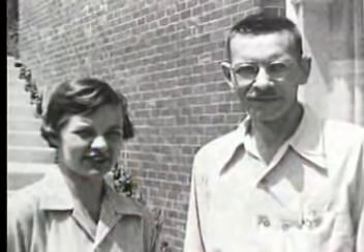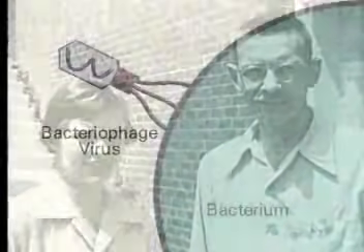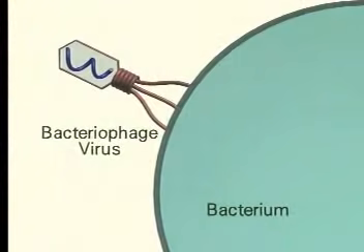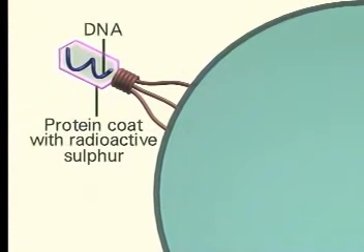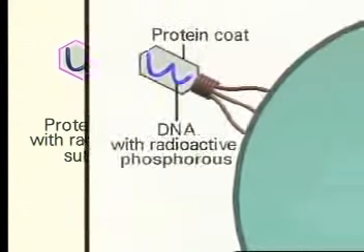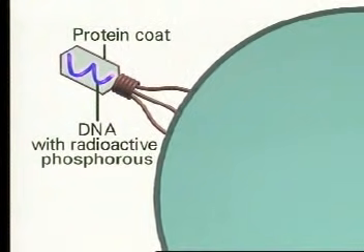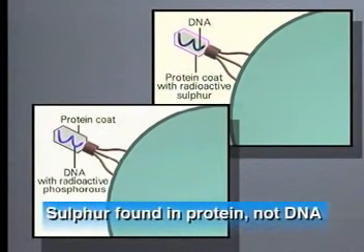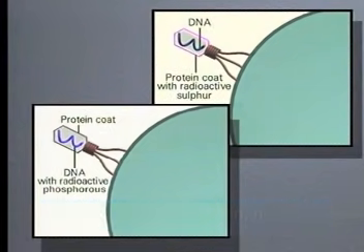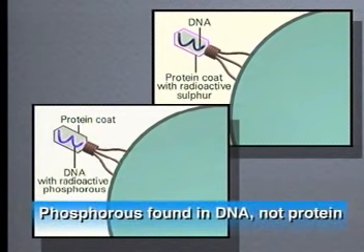Hershey and Chase worked with a bacteriophage consisting of DNA encased in a protein coat. They were able to radioactively label and distinguish 2 separate samples of the virus by using radioactive tracers. The protein coat of one culture of the virus was labeled using radioactive sulfur, and the DNA in the other culture was labeled with radioactive phosphorus. Sulfur is found in protein but not in DNA. Similarly, phosphorus is a constituent of DNA, but not protein.